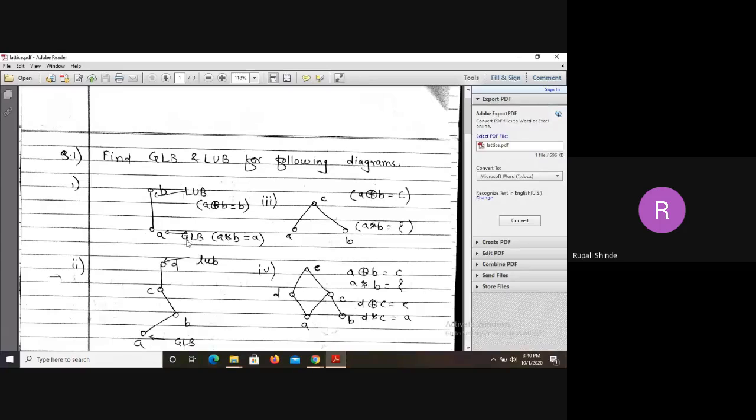So what is the meaning of this greatest lower bound? जे काय सगळ्यात खालच्या साईडला जो असेल तो म्हणजे असणार आहे greatest lower bound. And least upper bound means what? The element which is placed at the upper side. Okay. So here B is placed at the upper side. That's why the least upper bound of these two elements A and B is B. Again we have seen the operation for least upper bound, and that operation is the XOR operation. So A XOR B is equal to B. In this way we have represented the greatest lower bound and least upper bound for the first diagram.